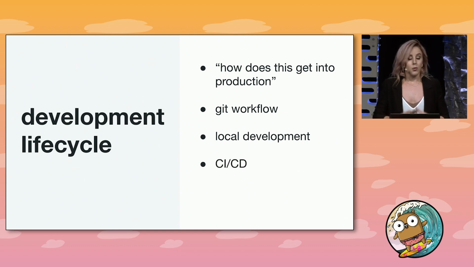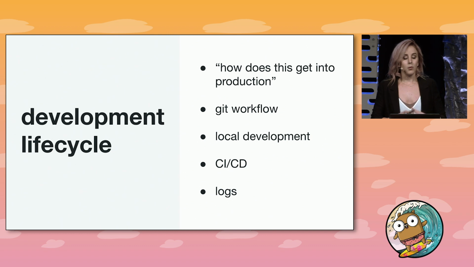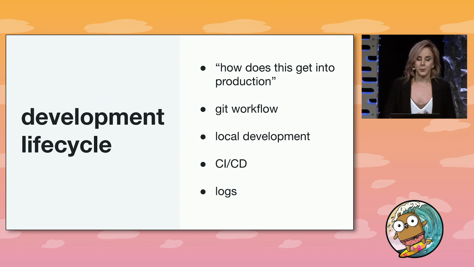CI/CD, what technology should we be using to run our builds? And what builds should we be running for a given application? And lastly, logs. Where should an application write its logs to? Where can a developer expect to find logs once an application is running in production? Again, there are many, many pieces that go into an application's development lifecycle, but these were a few of the things that we thought were important to get started.